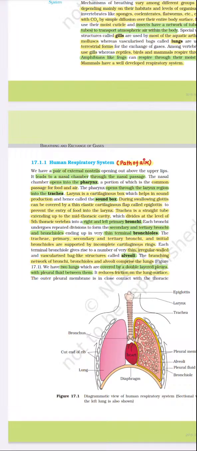Each bronchus undergoes repeated divisions to form the secondary and tertiary bronchi and bronchioles, ending up in very thin terminal bronchioles. The trachea, primary, secondary, and tertiary bronchi, and initial bronchioles are supported by incomplete cartilaginous rings. Each terminal bronchiole gives rise to a number of very thin, irregular-walled and vascularized bag-like structures called alveoli. The branching network of bronchi, bronchioles, and alveoli comprises the lungs.